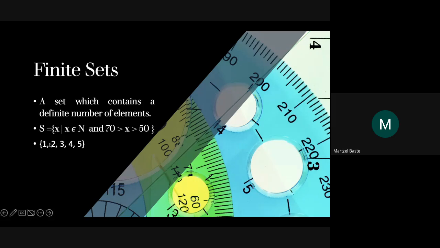Very good. Next, we have 1, 2, 3, 4, 5. So these are finite sets. Finite sets have a certain range of values or numbers, and they can be counted. Even if it's millions long, basta it can be counted. It has a beginning and it has an end.